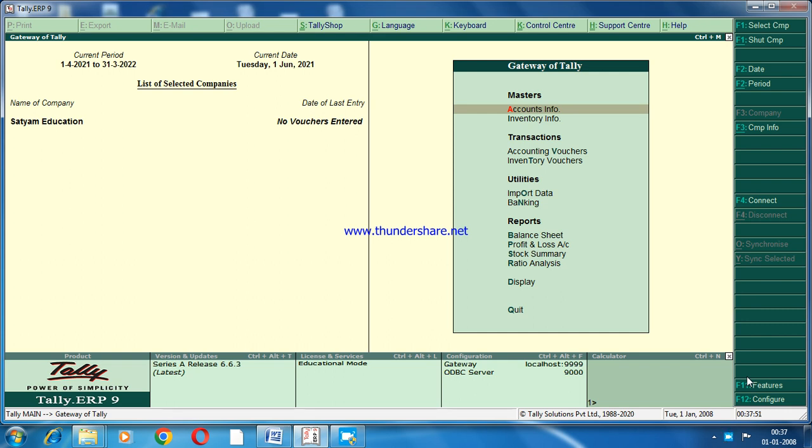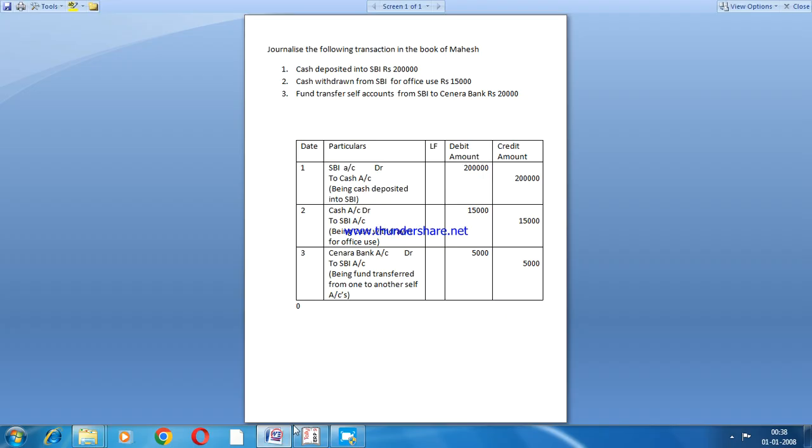Now today we are going to discuss the Contra voucher. Before starting the Contra voucher, we need to know what Contra is. Contra means when a single entry affects two or more ledgers, we use the Contra voucher. Here in the Contra voucher, I am going to discuss three journal entries.